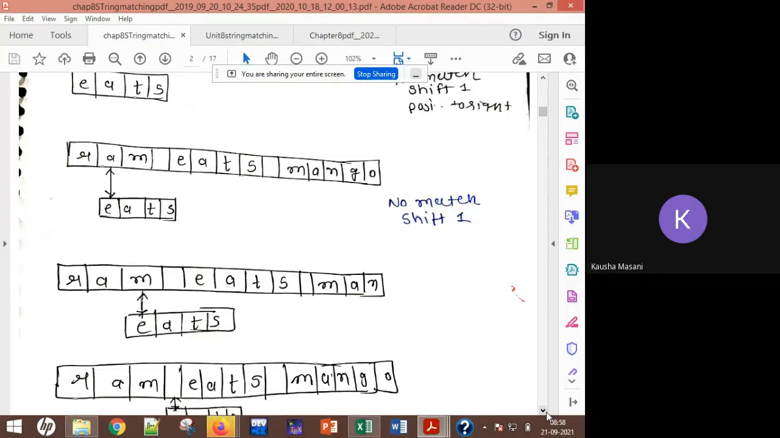But in Rabin-Karp, you first find a hash function for both the text as well as the pattern. You compare those hash values. If and only if the hash values are equal, then you go and check whether the string is matching or not. If it is matching, then good, you found the pattern. If it is not matching but the hash values are matching, that becomes your spurious hit. That's the concept of Rabin-Karp.